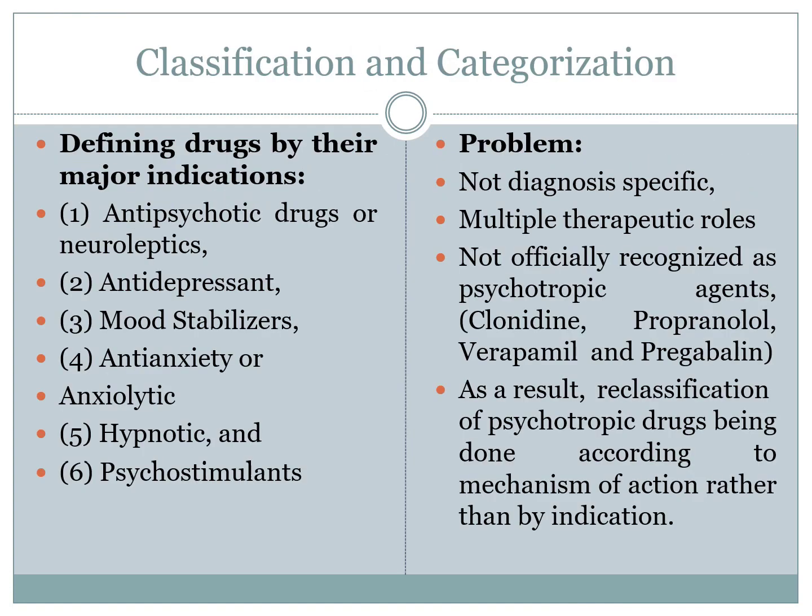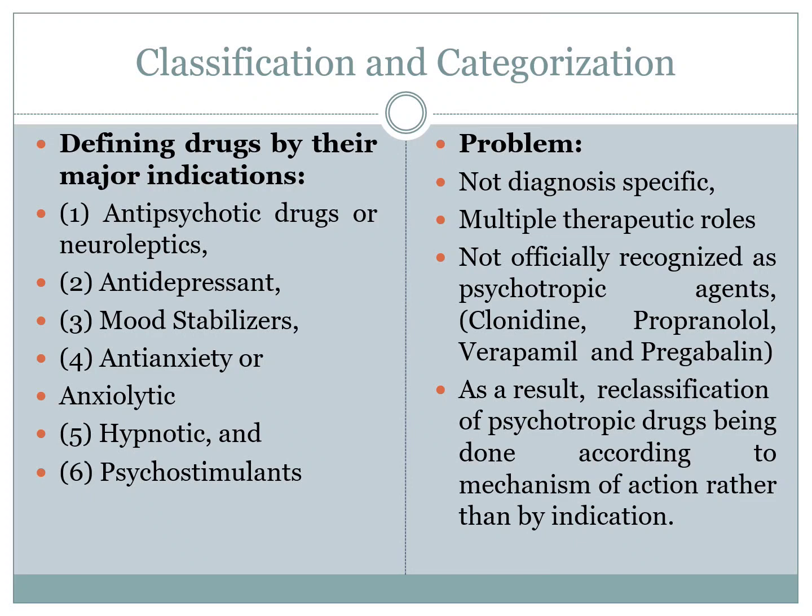So now the classification and categorization of these drugs. The drugs are classified on the basis of various factors, and one of the major factors is indication. On the basis of indication, these drugs are classified as antipsychotic drugs or neuroleptics, antidepressants, mood stabilizers, anti-anxiety, hypnotic drugs, and psychostimulants, on the basis of their indication to psychiatric disorders.